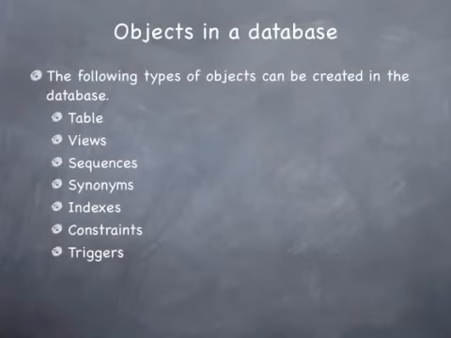Here we have a list of the other types of objects that can be created in a database in addition to a table. You can have views, sequences, synonyms, indexes, constraints, and triggers. Now these objects that are listed are optional and may be created for specific purposes. For example, a view may be created to restrict the data in a table. An index may be created to access data in a table faster. A constraint can be created for greater accuracy and data integrity.